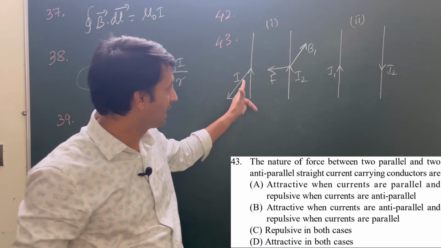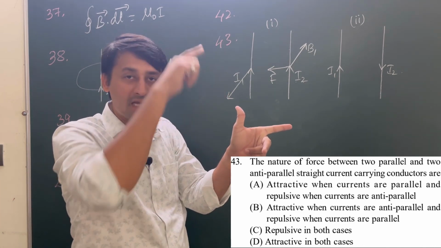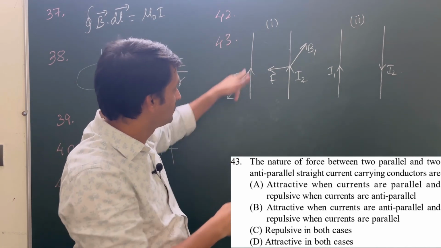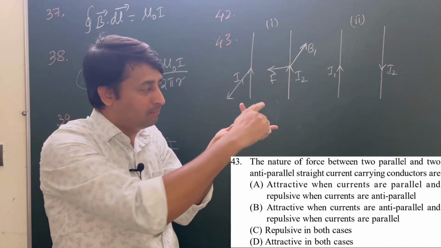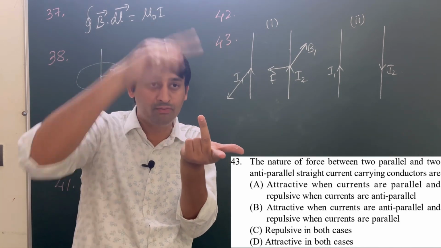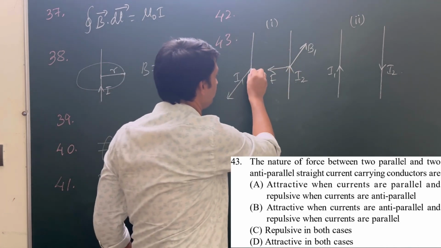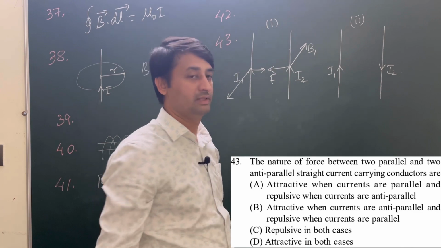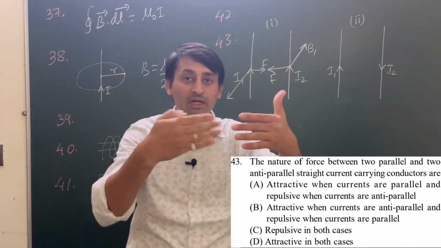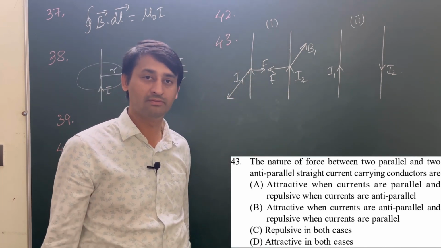The force acting on this conductor can be found out by Fleming's left hand rule. The current is upwards and the magnetic field is outwards, so the force will be in this direction. That means the forces are towards each other. There is a force of attraction when the conductors are carrying the current in the same direction.